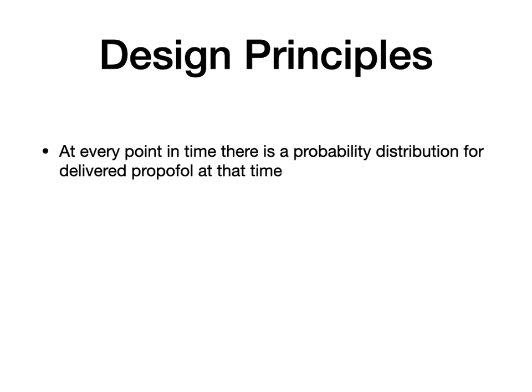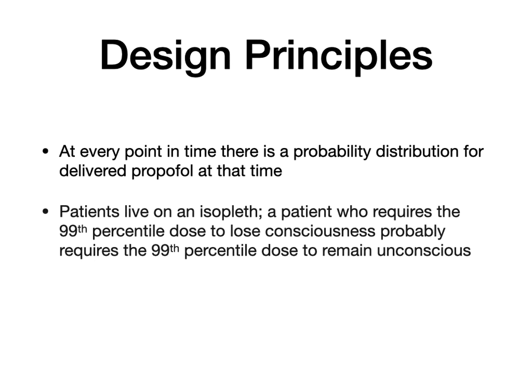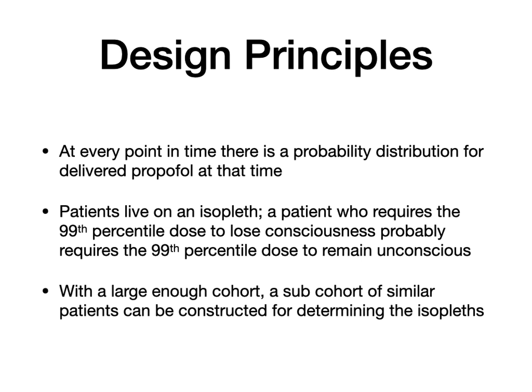Design principles. At every point in time, there's a probability distribution for delivered propofol at that time. Patients live on an isopleth. A patient who requires the 99th percentile dose to lose consciousness probably requires the 99th percentile dose to remain unconscious. And with a large enough cohort, a subcohort of similar patients can be constructed for determining the isopleths.